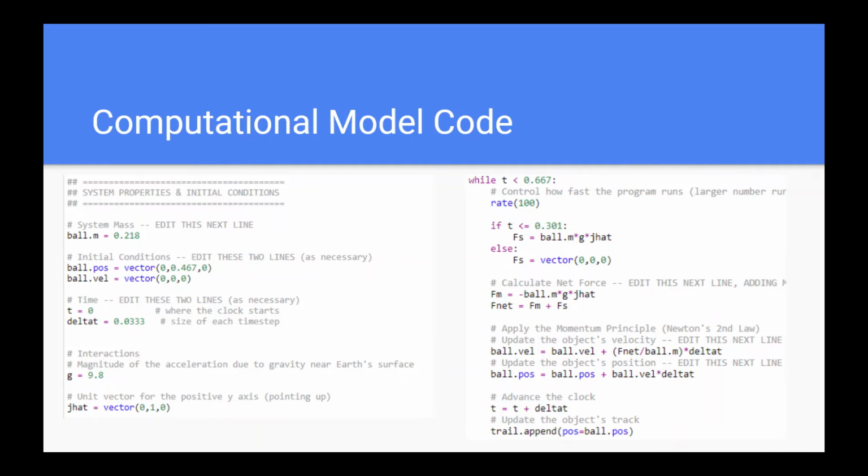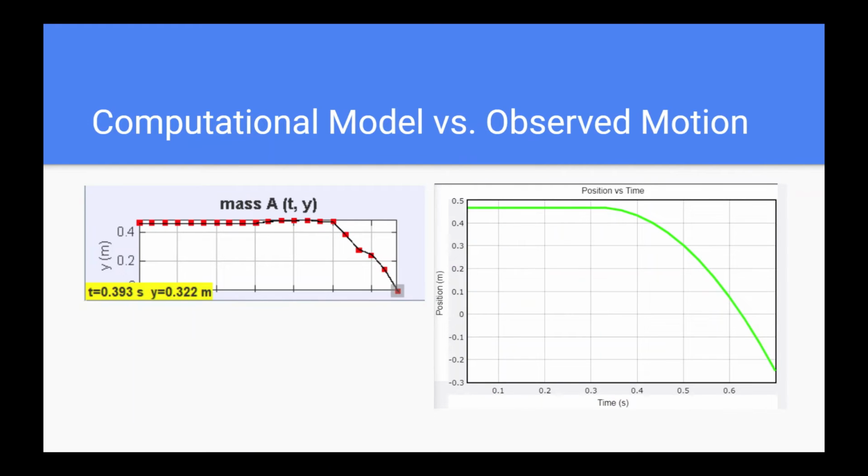Basically, we have the net force being calculated on the spring, and then we apply the momentum principle to update the object's velocity, and then also update the object's position. And then this is the graph that the computational model outputted. As you can see, it's similar to the tracker graph, just smoother.